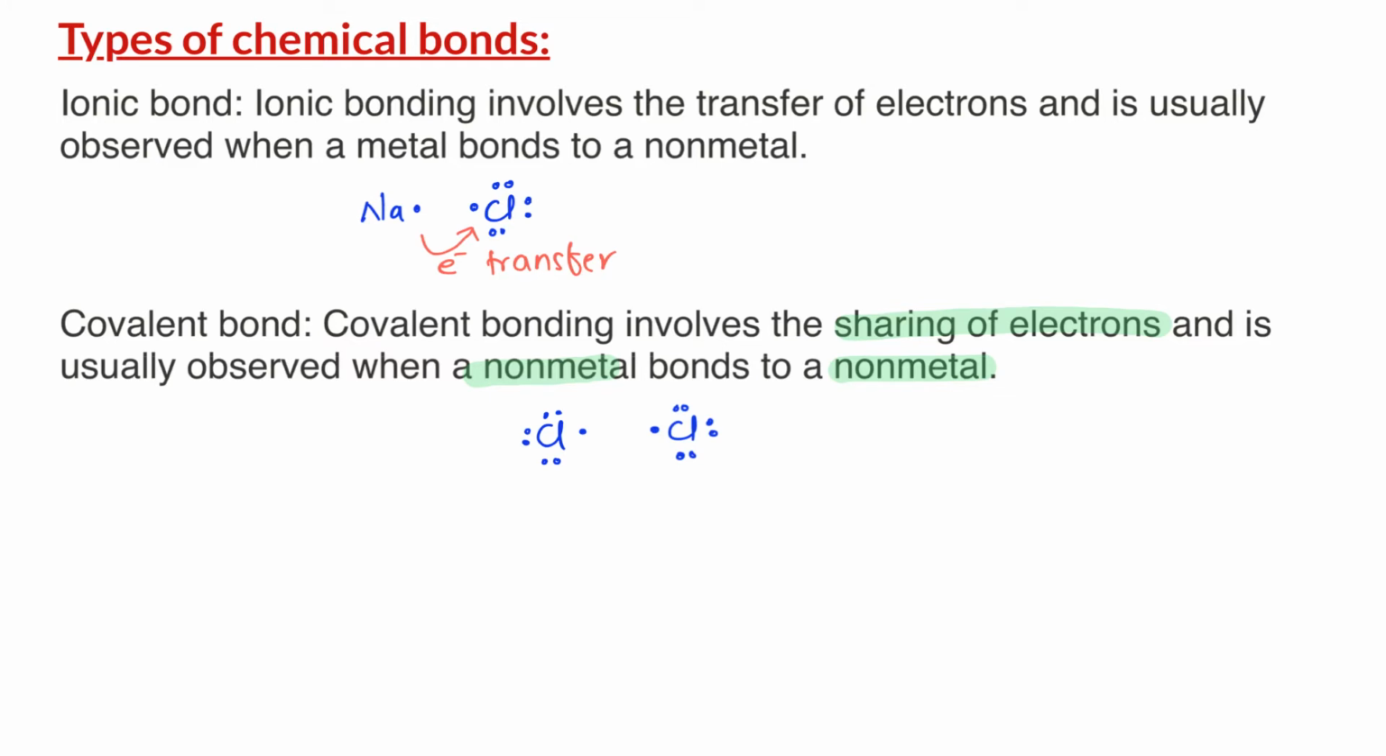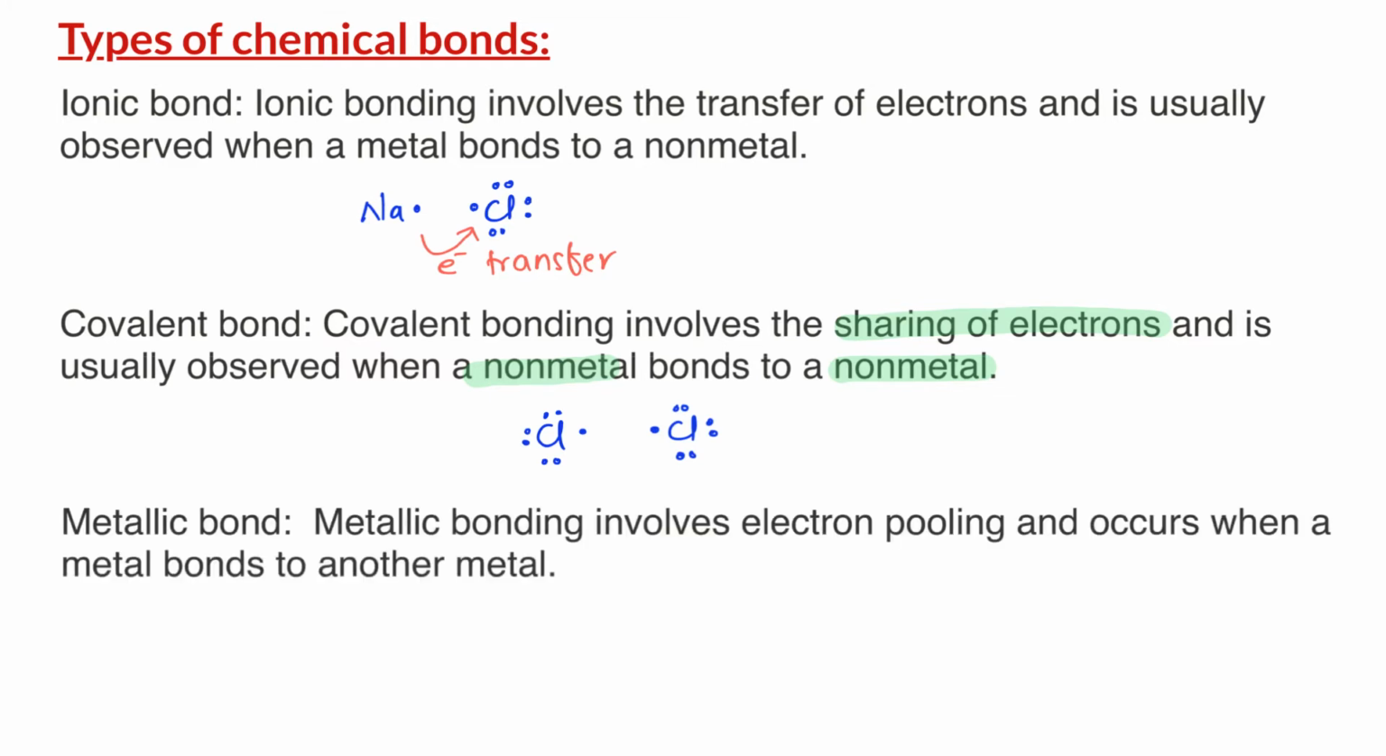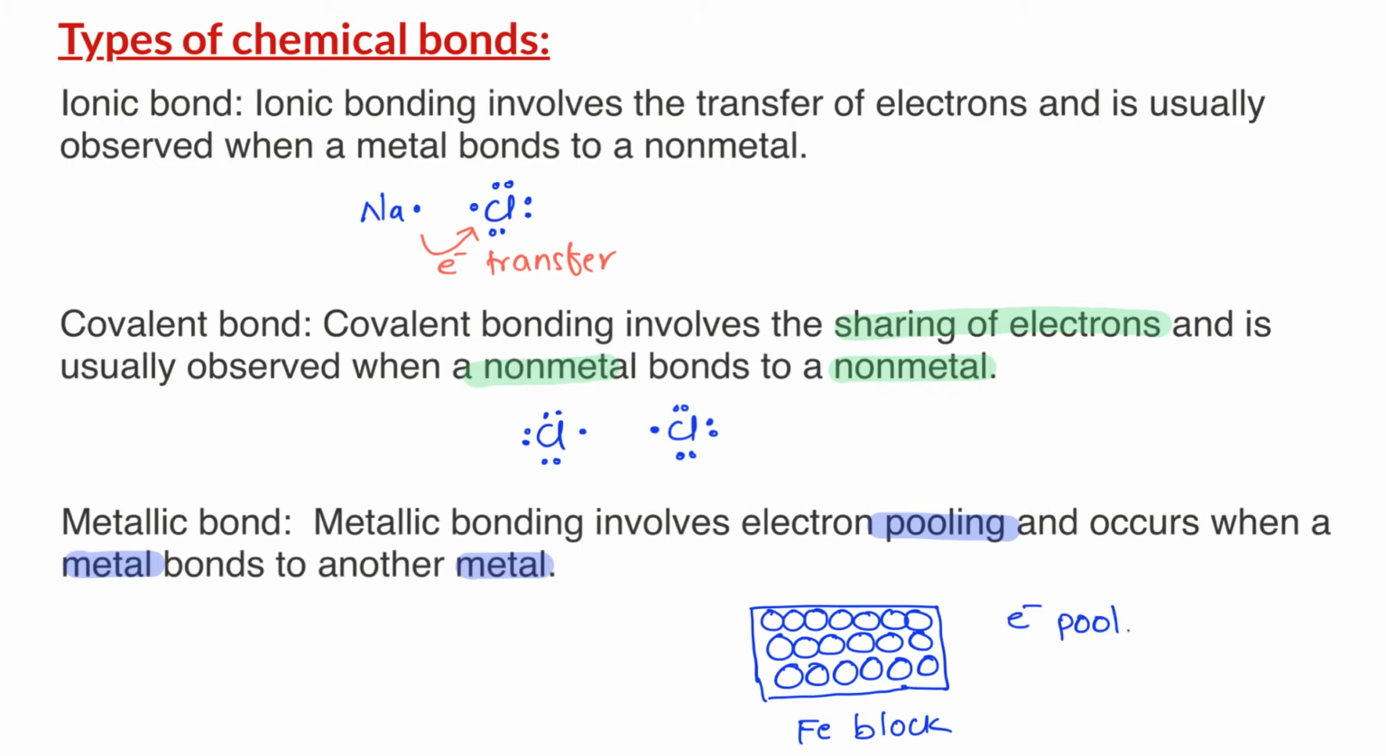Metallic bond. Metallic bond involves electron pooling and occurs when a metal bonds to another metal. For example, if you take a block of iron, each of the iron atoms inside the block donates an electron, and all these electrons form a pool of electrons which will be shared by the entire block. Next, we will discuss these bonding types in greater detail.